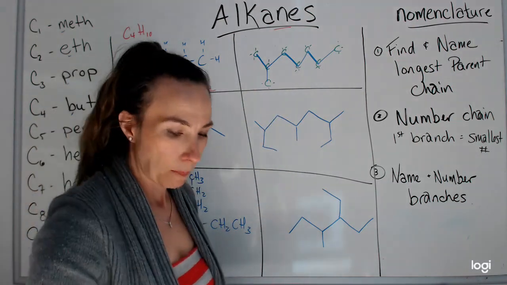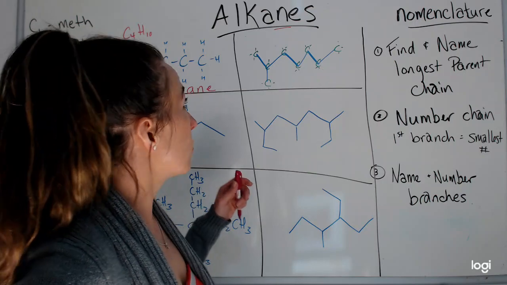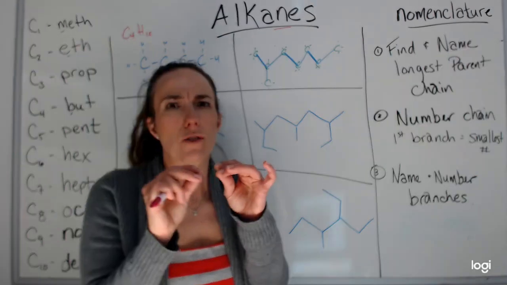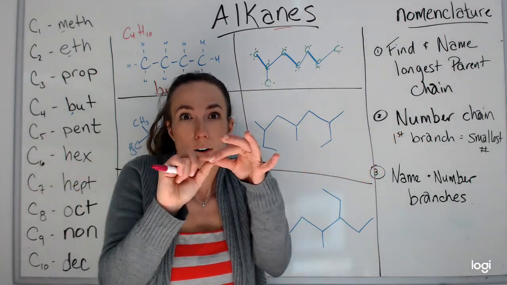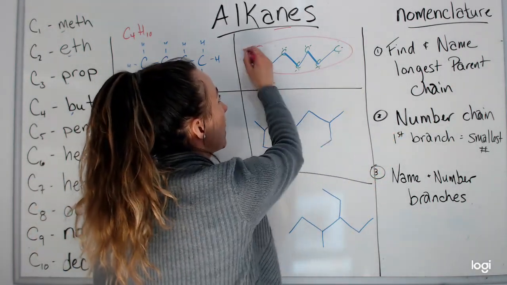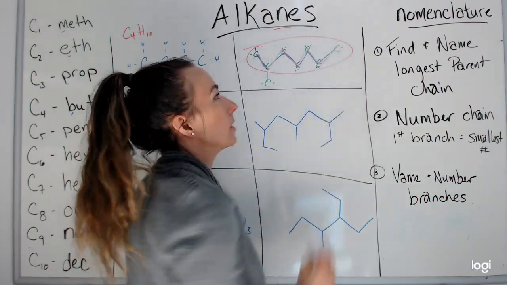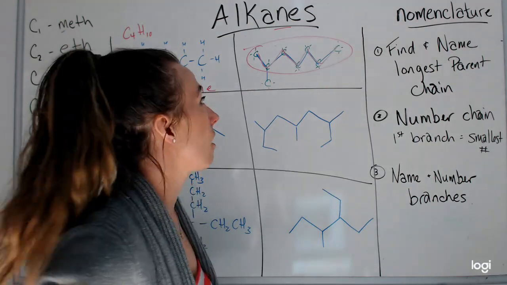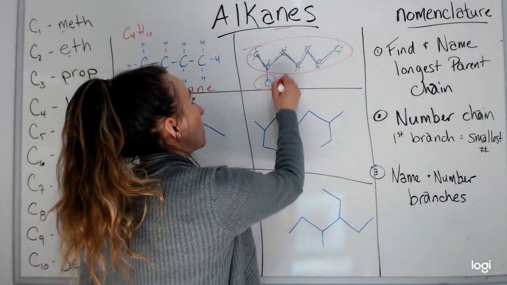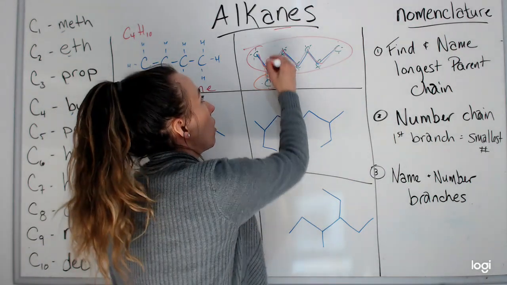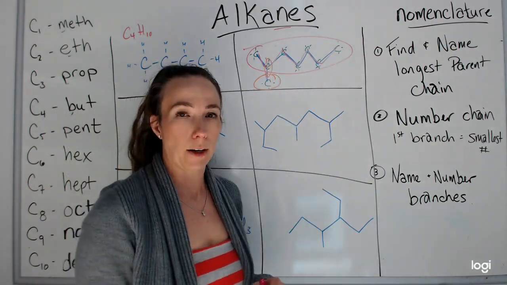Okay. So the first thing I'm supposed to do is find my longest parent chain. What this is like is you kind of have to think of it like a bracelet or a necklace chain. And so here's my longest chain. There's my necklace. There it is there. And then I have a charm hanging off of that necklace. So it's like I've gone and bought a charm and I've hooked it on to this second carbon there.